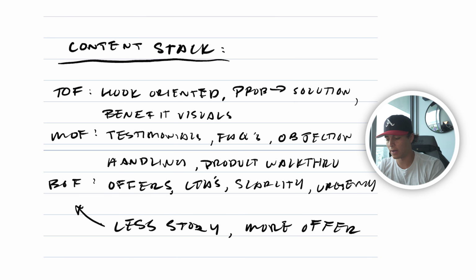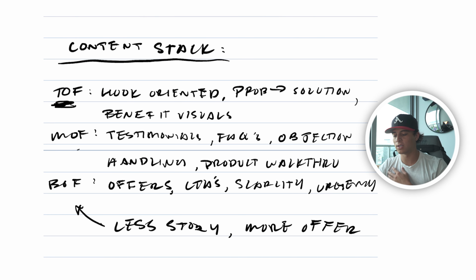Okay, so jumping back down to the iPad, I created a little content stack and a little visual for you guys to reference. At top of funnel, you want to be more hook oriented, more problem-to-solution oriented with your creatives, showing more benefits and visuals. That way you can show your cold audience a problem that they may be facing and then the solution to that, as well as grabbing attention and doing everything in your power to get them interested.